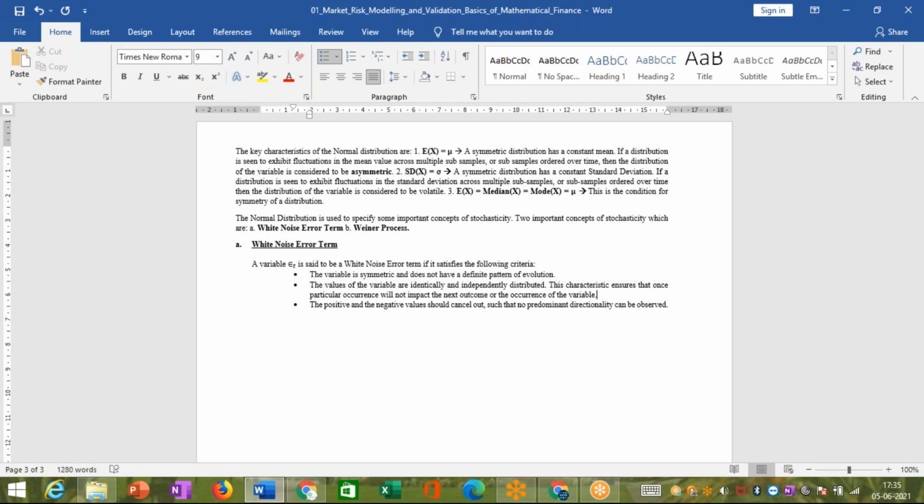The positive and the negative values should cancel out such that no predominant directionality or impact is observed on the variable. So everything just cancels out. If all three come together, then you have a white noise error. So you cannot predict it. There is a positive occurrence, a negative occurrence cancelling out, and the chance of a negative occurring does not have any implication on the next outcome being negative as well. If you have these three together, then you have a random term, and that's where you see a random outcome, right?